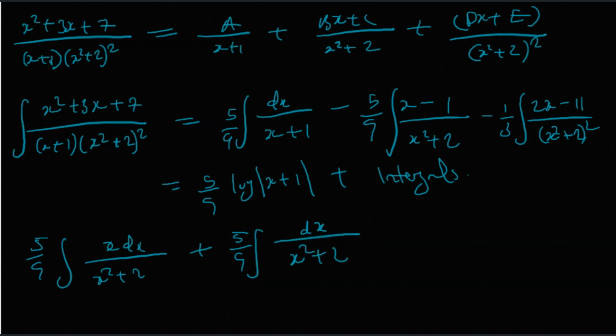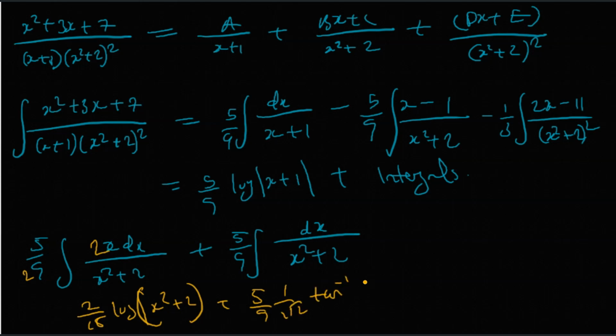Now this will be easy peasy because in the first case, we can multiply the numerator by 2 and divide by 2. So that would be 2 over 18 times the logarithm of x squared plus 2. So this one is easy. Then in this case, this is plus 5 over 9 times 1 over root 2 tan inverse of x over root 2. So this is also easy.